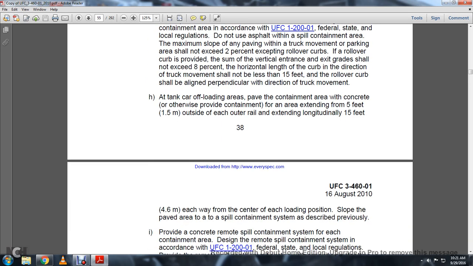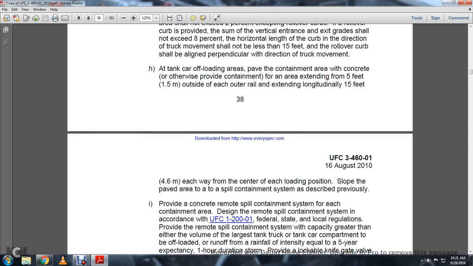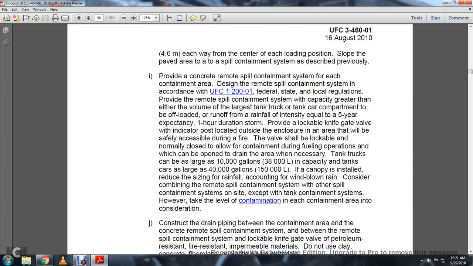Tanker car offloading areas are paved with containment, or are otherwise provided with containment for the area extending 5 feet outside each of the outer rails and extending longitudinally 15 feet each way from the center of each of the loading positions. Slope the paved area to spill containment as described previously.